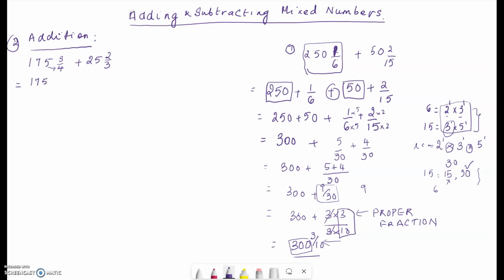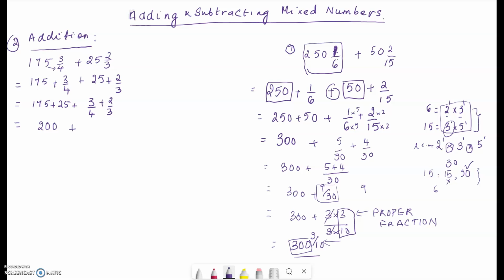The whole number is 175, so 175 and 3/4 is 175 plus 3/4, plus 25 and 2/3 is 25 plus 2/3. The next step is 175 plus 25. So we are adding the whole number with the whole number, and the fraction with the fraction. It's all addition, so there's nothing to worry about. We don't have to worry about signs. It's simple addition. So 175 plus 25 is 200.